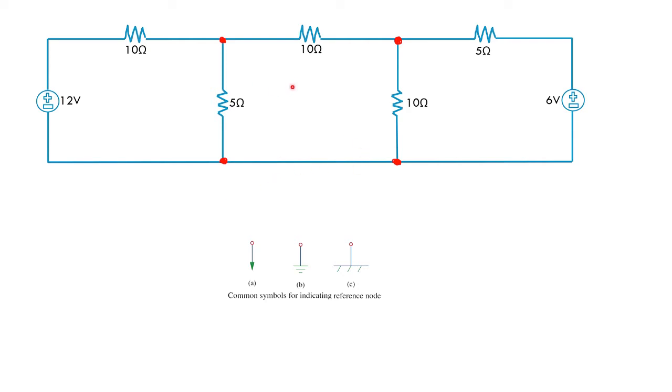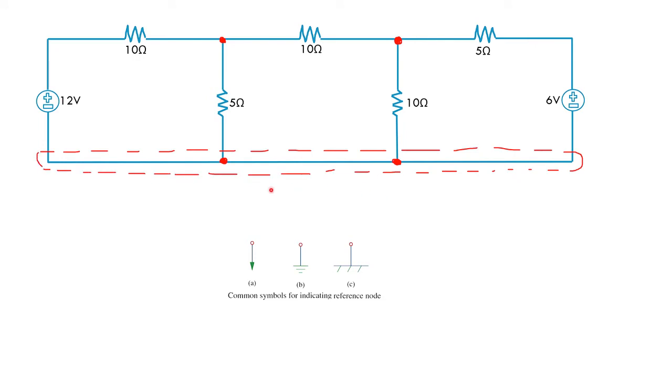Our example circuit has 4 nodes. So we have to choose the node that has a lot of connections. In this situation, node C and node D. Basically, we can combine these two nodes and make it the reference node. So here is our reference node. There are 3 common symbols for indicating the reference node, and I'm using the second one.